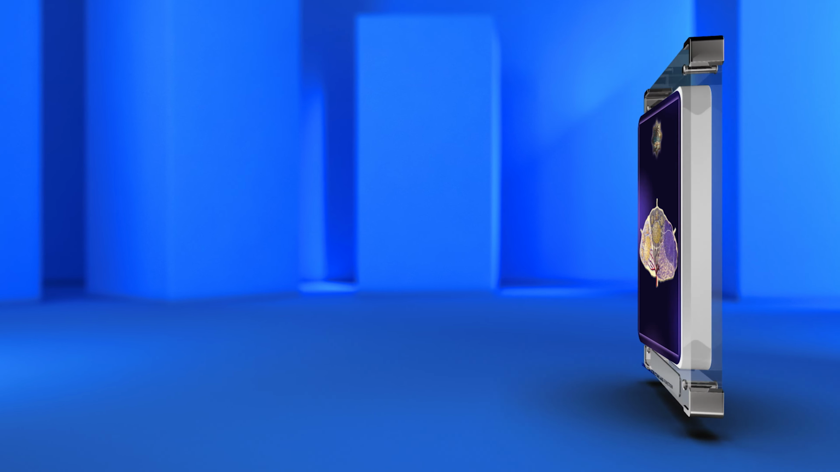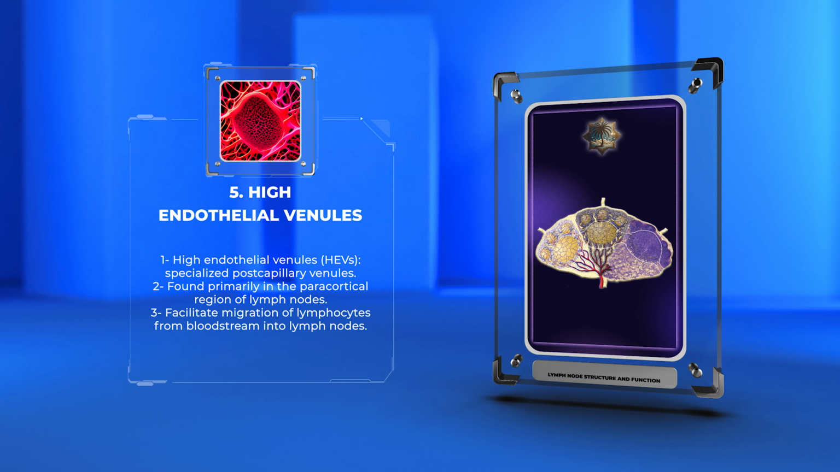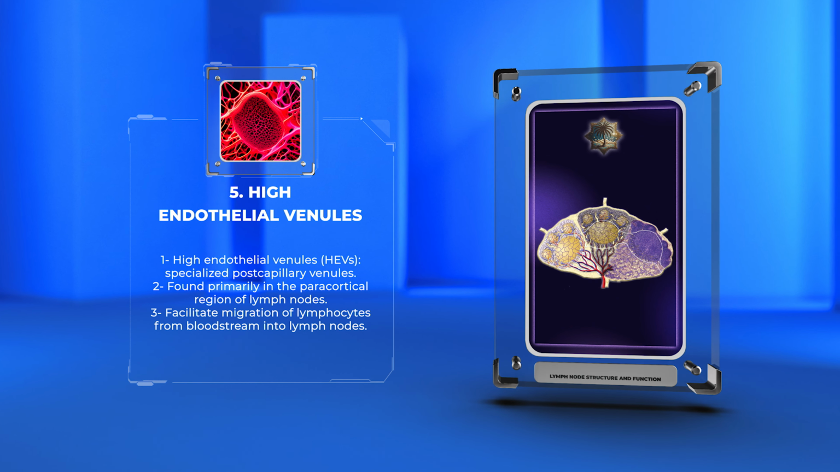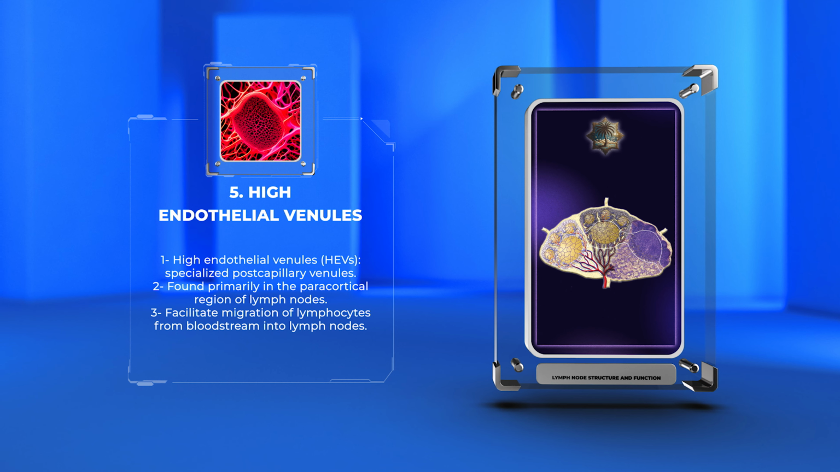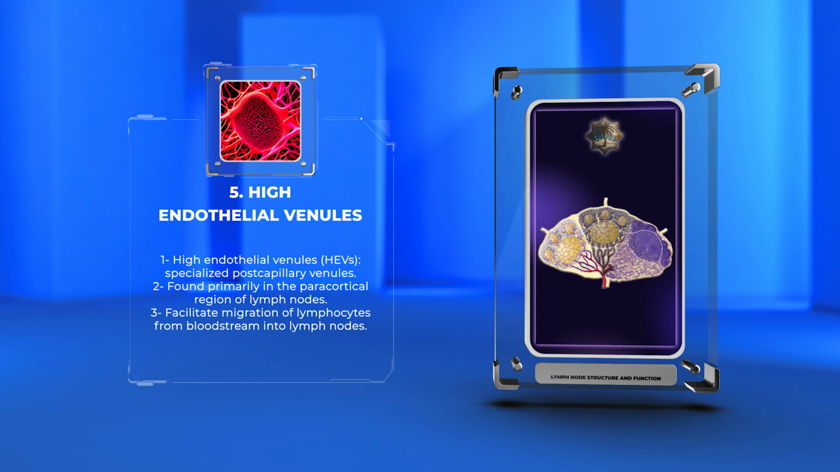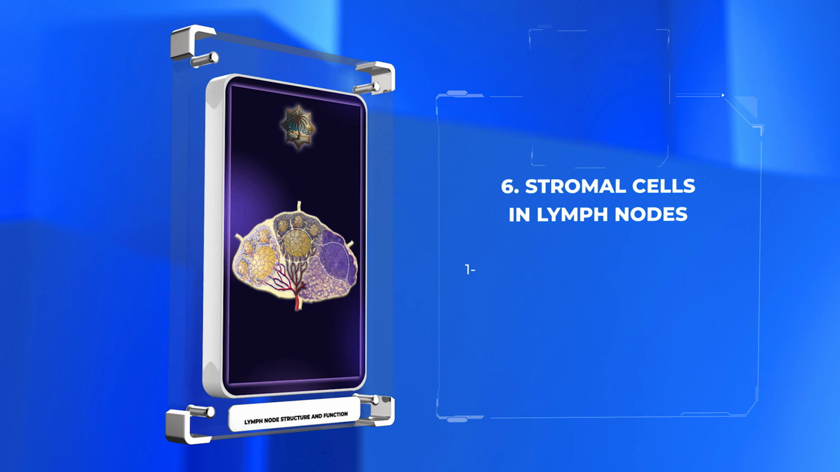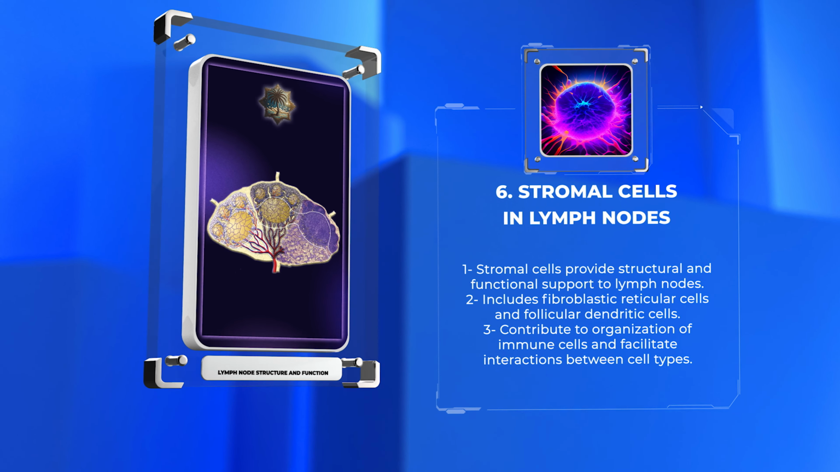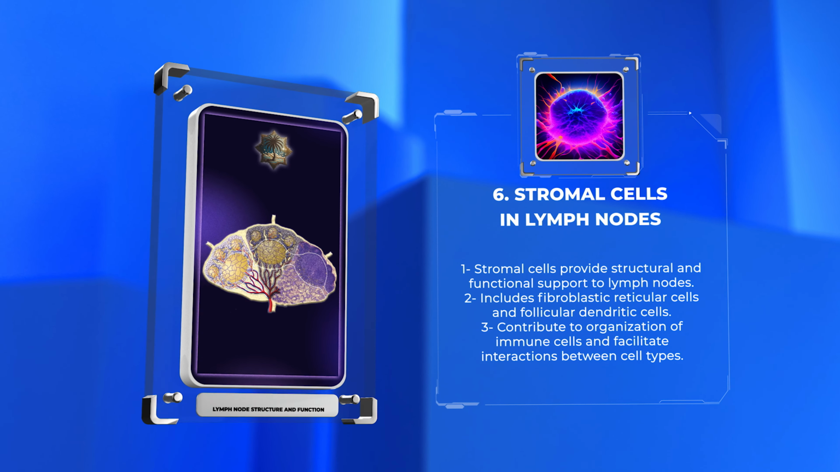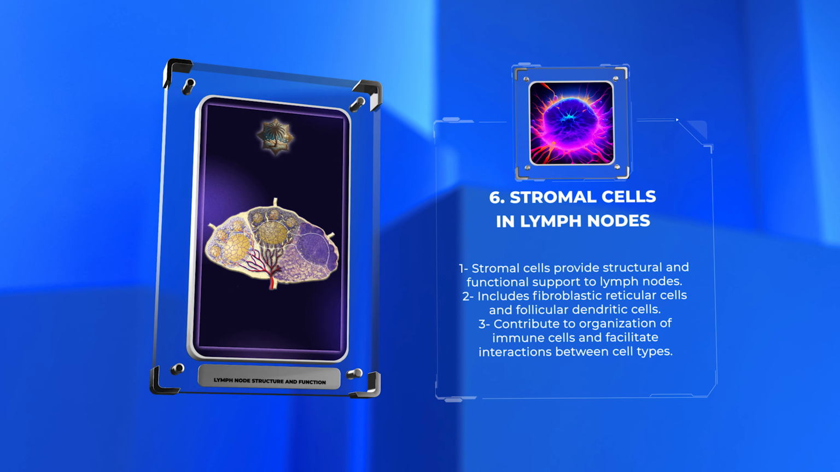High endothelial venules, HEVs, are specialized postcapillary venules found primarily in the paracortical region of lymph nodes. These unique vessels facilitate the migration of lymphocytes from the bloodstream into the lymph nodes, enabling immune cell surveillance and engagement. Stromal cells, including fibroblastic reticular cells and follicular dendritic cells, provide structural and functional support to the lymph nodes. They contribute to the organization of immune cells and facilitate the interactions between various cell types.